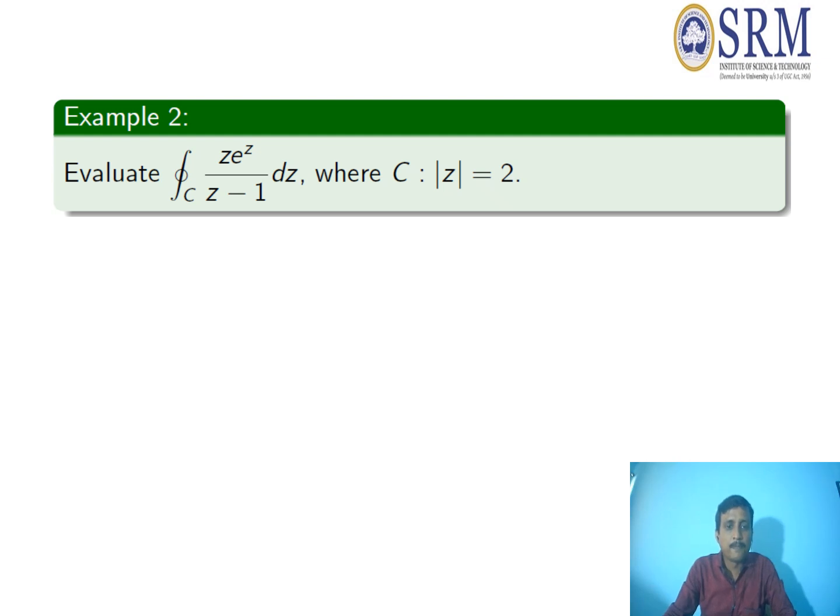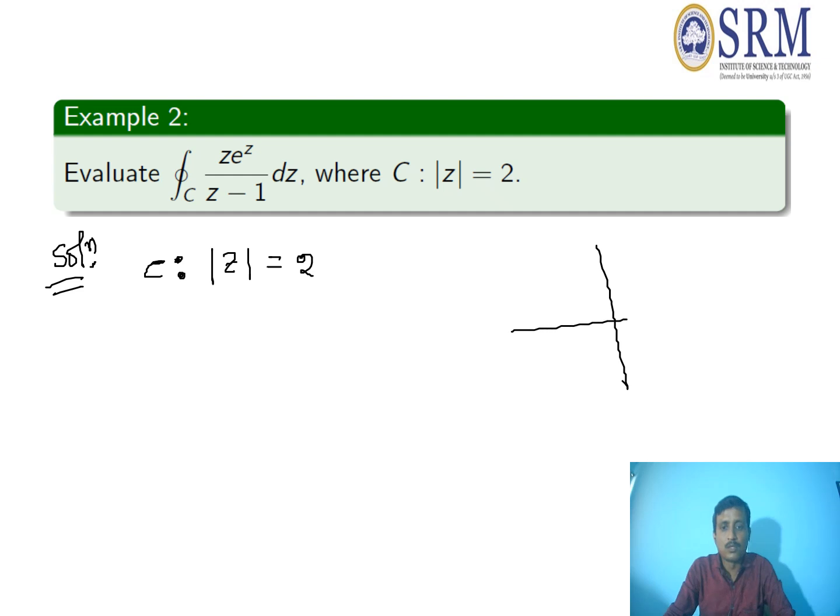What is the statement? The statement of the question is: evaluate this integration over C, where C is the circle given by mod z equal to 2. What about mod z equal to 2? Mod z equal to 2 means radius. The radius is 2 and the center is at 0. Okay, you can draw it.